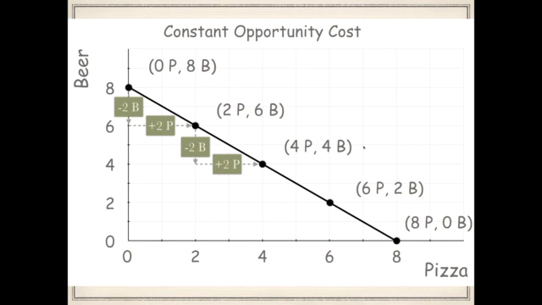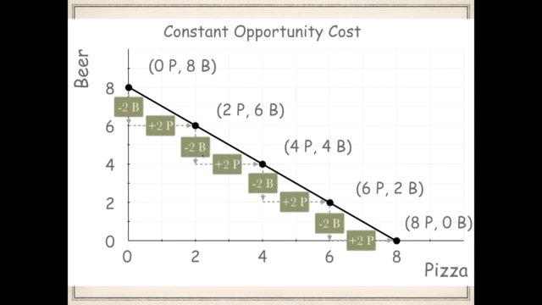So again, we move from our point here of producing 4 pizzas and 4 beers, and we decide that we want to produce 6 pizzas. So again, we lose 2 beers and gain 2 pizzas. So in order to gain those 2 pizzas, we have to give up 2 beers. And finally, if we want to move from this point here of producing 6 pizzas to 8 pizzas, we have to give up 2 beers in order to gain those 2 pizzas.